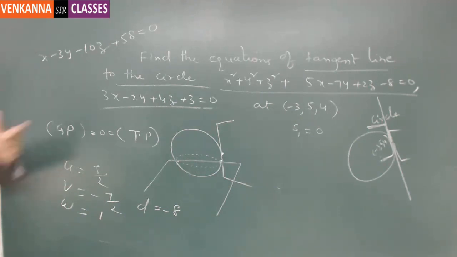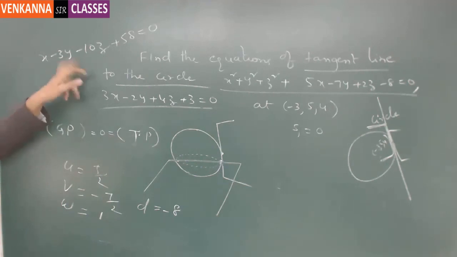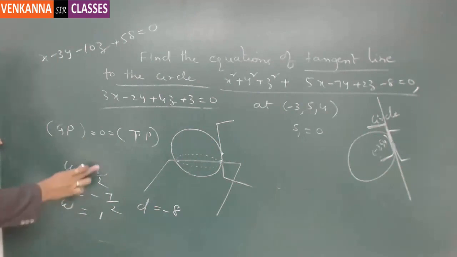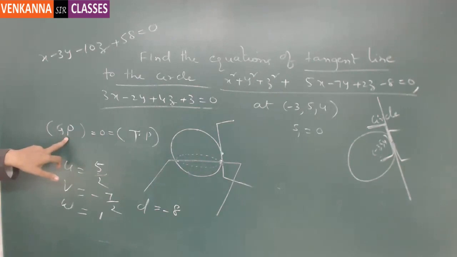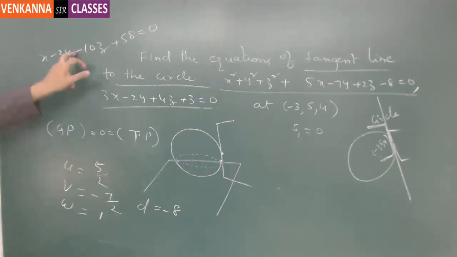Please check by using the formula S1 equal to 0. Are you getting this plane equation, the tangent plane? Please give confirmation. I have given the values already. U is 5 by 2. If you write the two plane equations together, one is the given plane, another is the tangent plane. You have written the tangent line equation. In particular, if you want to write it in symmetrical form, how do you write?